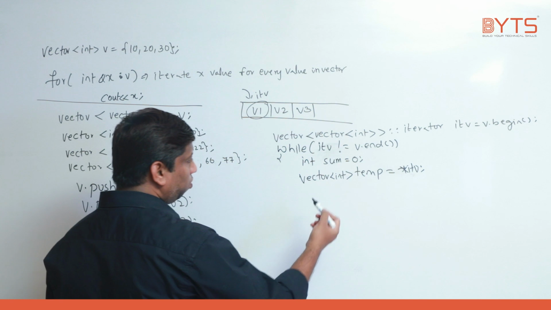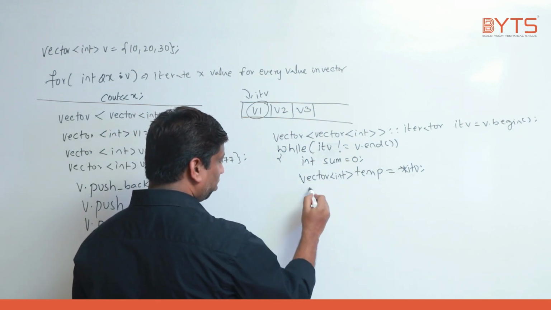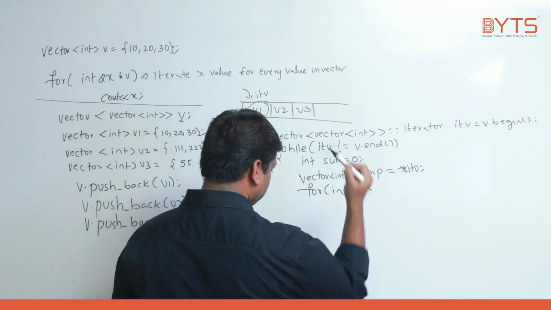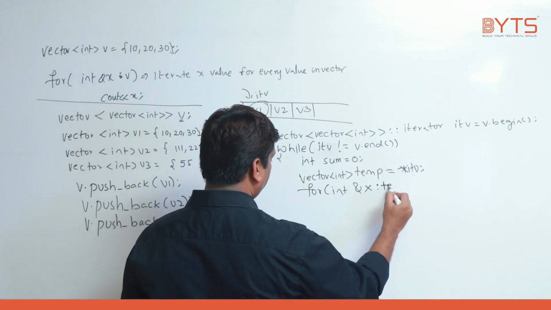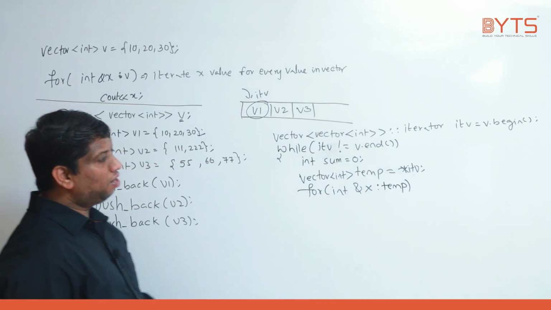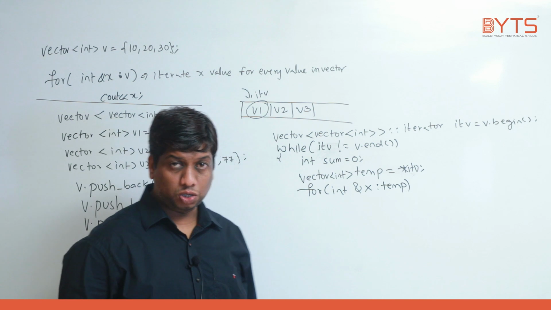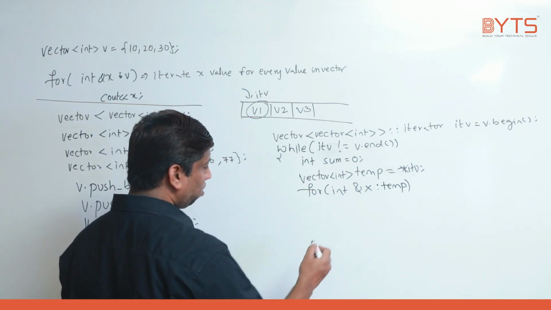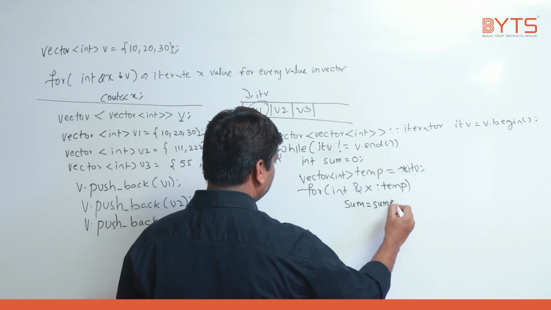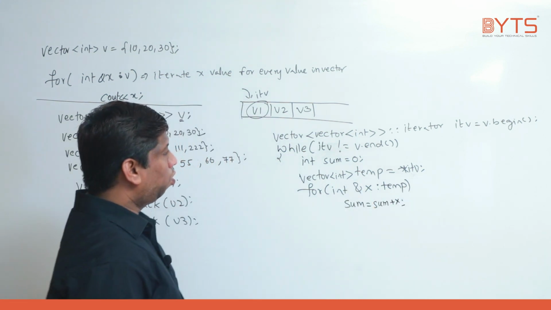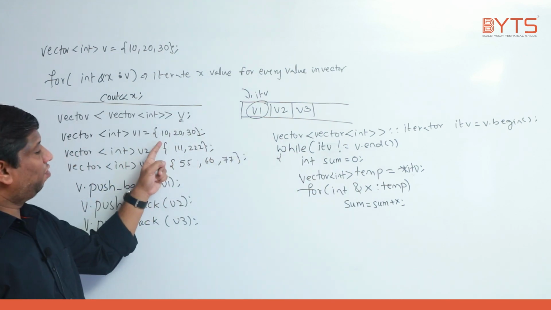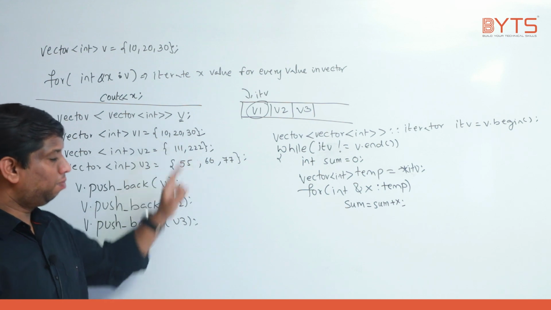Next what can I do? I need to create a vector iterator, or simply what can I write? for (int &x : temp). It means x will iterate across every value present in temp. That is the advantage we have. Next what is my business logic? sum = sum + x. So now what is temp? Temp is v1, right? Every time it repeats: 10 plus 20, 30, 30 plus 30, 60.